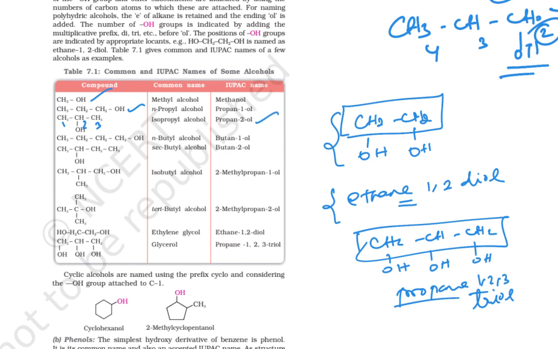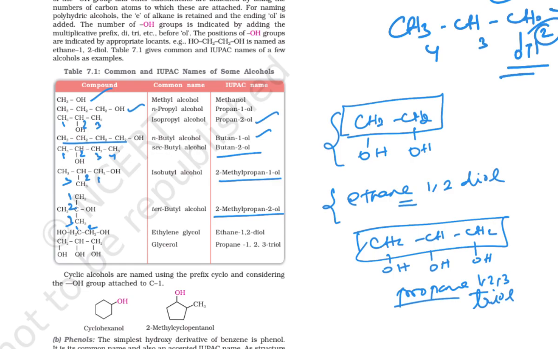So this is methanol, this is propan-1-ol, this is propan-2-ol, right? Then this is butane, so butan-1-ol. This one is butan-2-ol. Here 1, 2, 3, so 2-methylpropan-1-ol. In this one, 1, 2, 3, so 2-methylpropan-2-ol. In this one, 1 and 2. I already told you, ethane-1,2-diol and propane-1,2,3-triol.